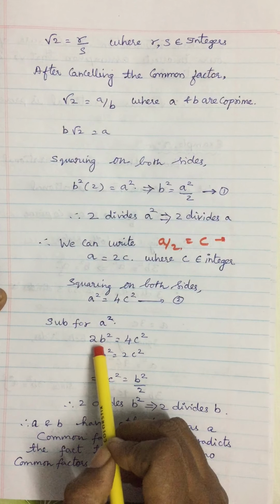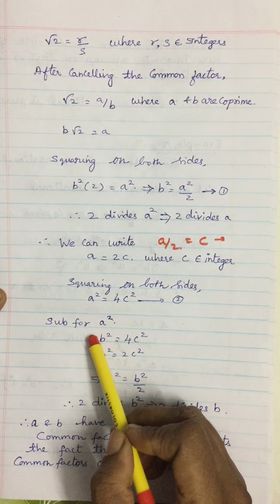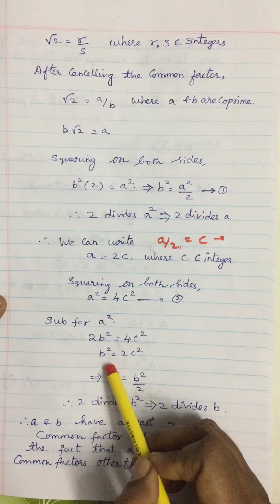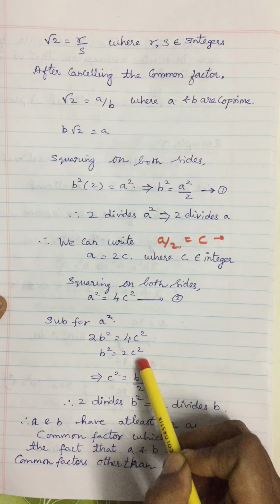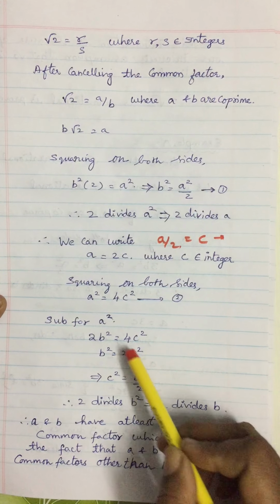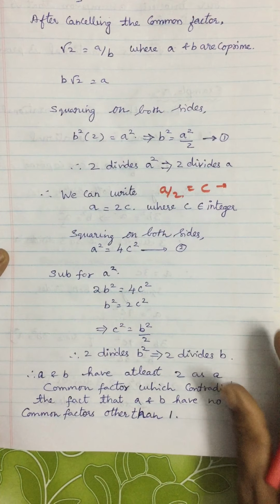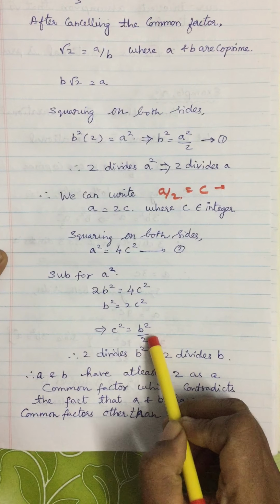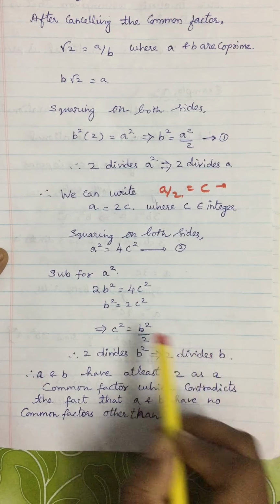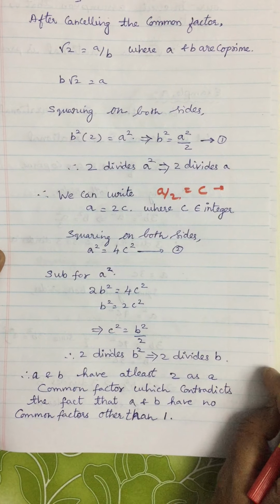Instead of a square, you write 2b square is equal to 4c square, and you cancel out the common numbers between these two terms. Therefore, b square is equal to 2c square, and again c square is equal to b square by 2. You bring the 2 to the denominator, and what you can infer from this is that 2 divides b square, therefore 2 should also divide b. Already you have assumed a and b are co-prime, they do not have any common factors other than 1.